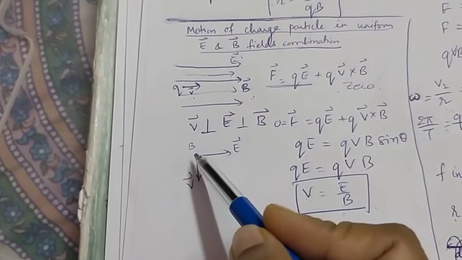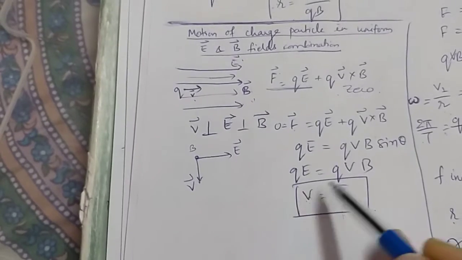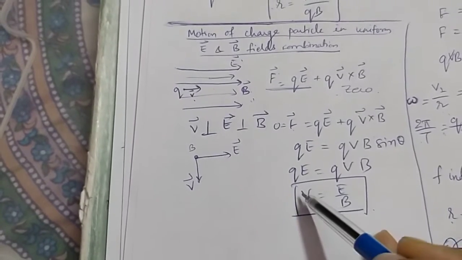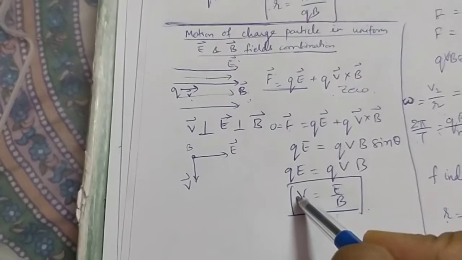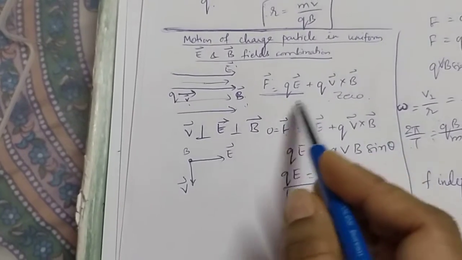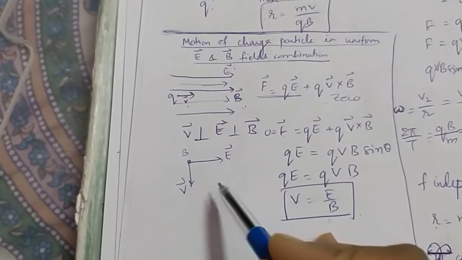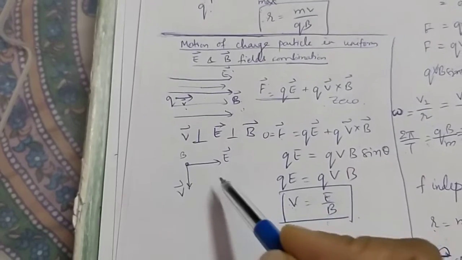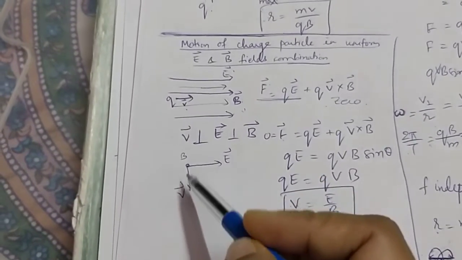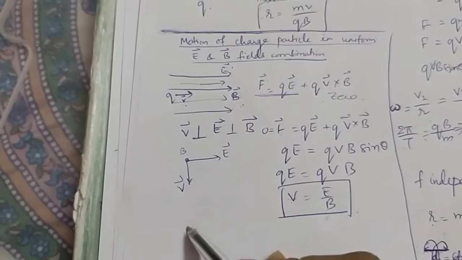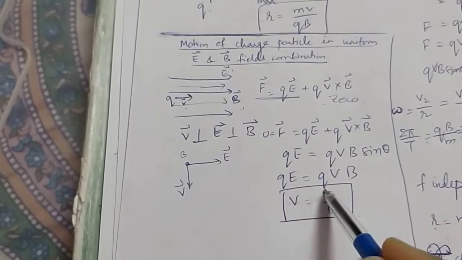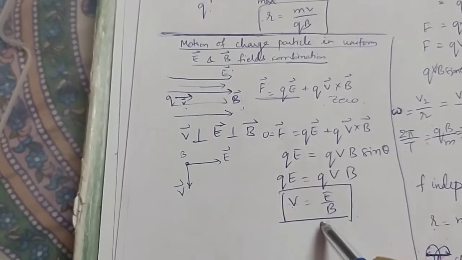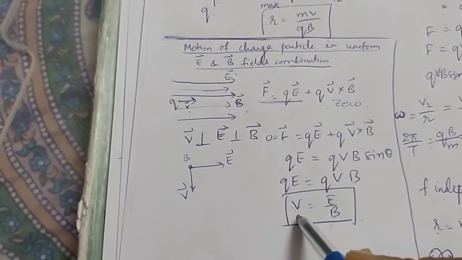Okay, because net force will become zero. But all the other charged particles for which the speed is not equal to E by B, they will experience some Lorentz force, and so their path will be deviated. They will not move straight, they will be deviated a little from the straight path. So if you keep a target here, by adjusting the magnitude of E by B, you can select the velocity of the charged particle.